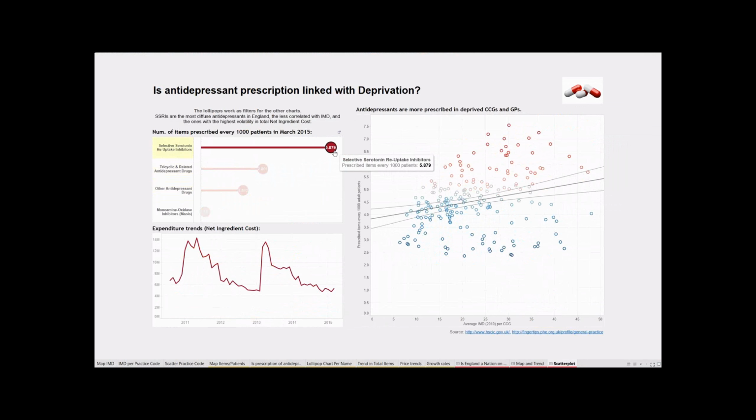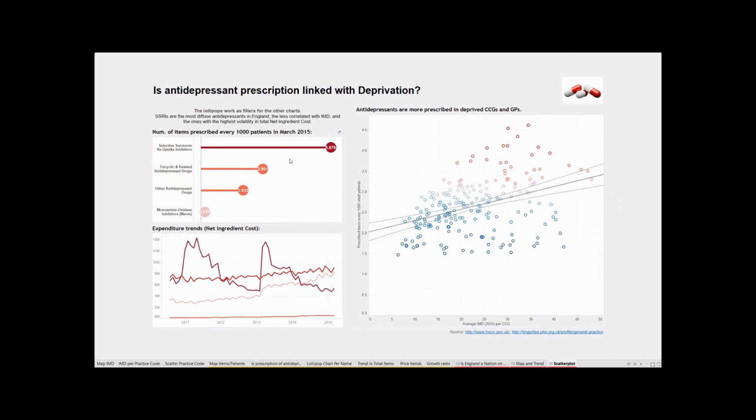And we can also see that there is a huge volatility in the net ingredient cost for this drug, which seems to be driven by some evident factors here and here, which I was not able to investigate properly. I don't know why there are these peaks here, but I will go in depth. So yes, this is all I have for this project, this overview of the antidepressant prescription in the United Kingdom.